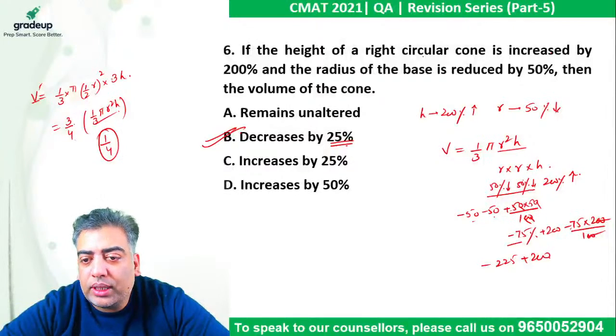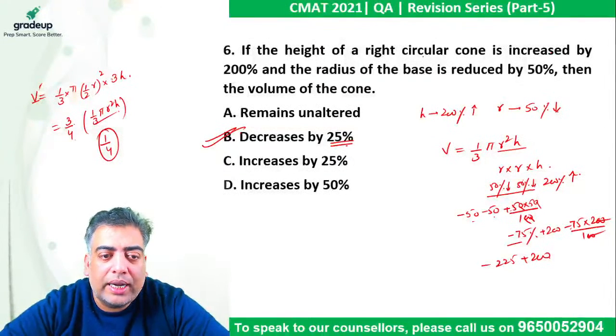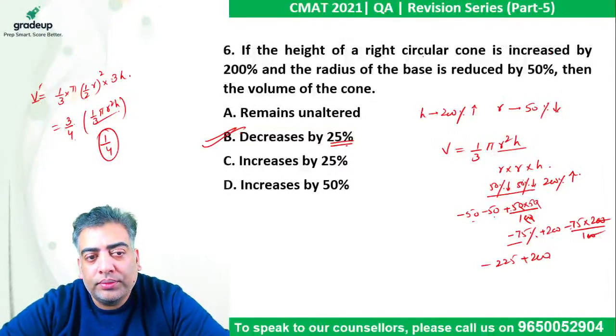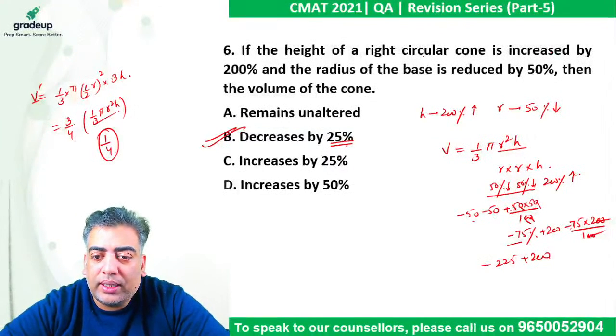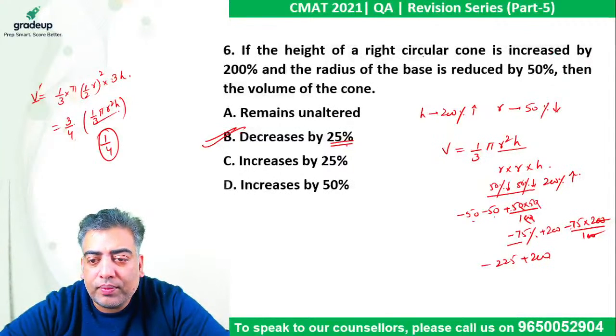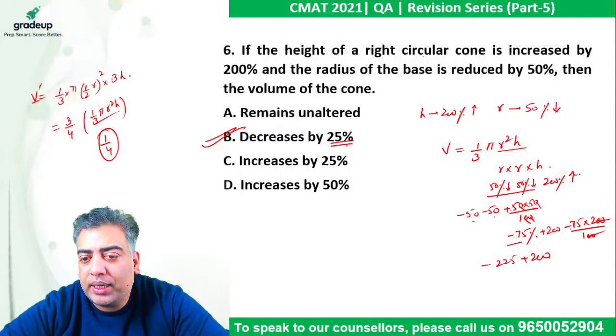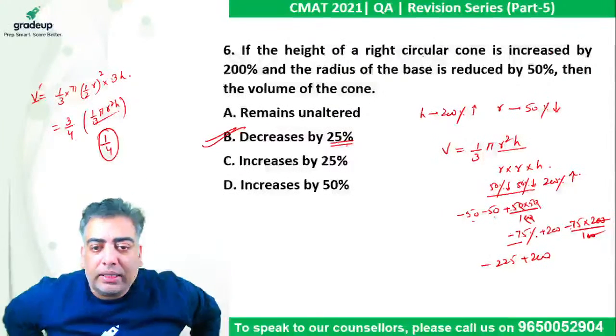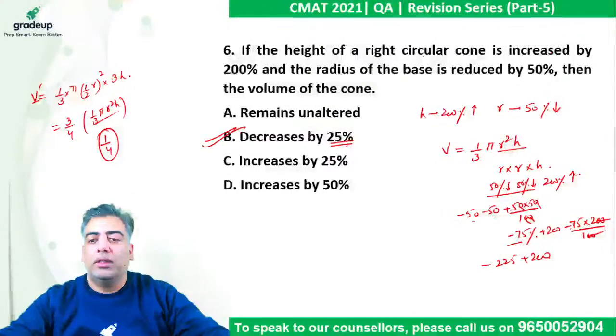So you can use either of the methods. जो भी आपको ज़्यादा comfortable लगता है, उसे adopt करो. Question is very easy, can be done either ways. Ashish, it's B. Decreases by 25% because answer is minus 25. Right, Ashish.